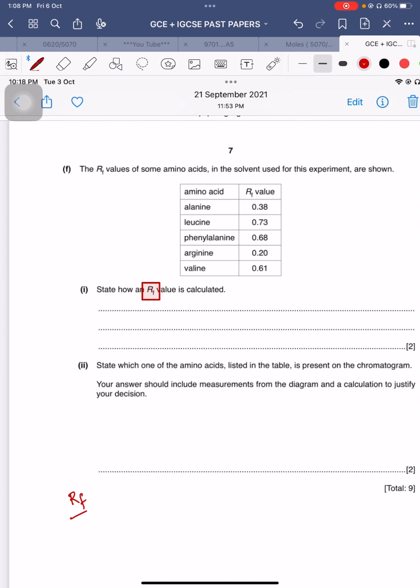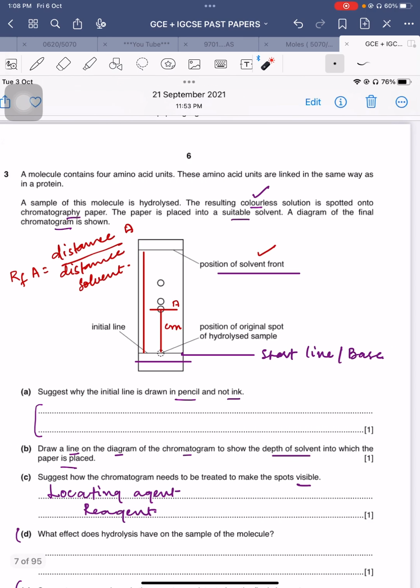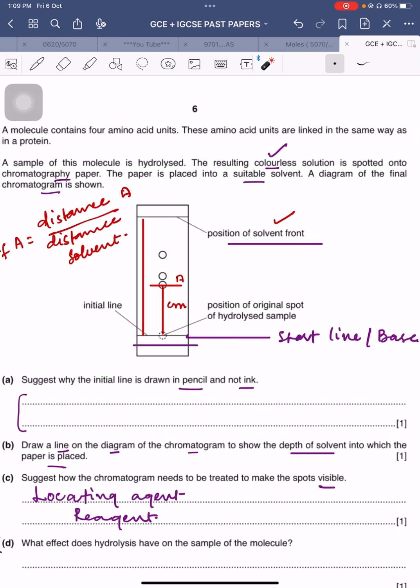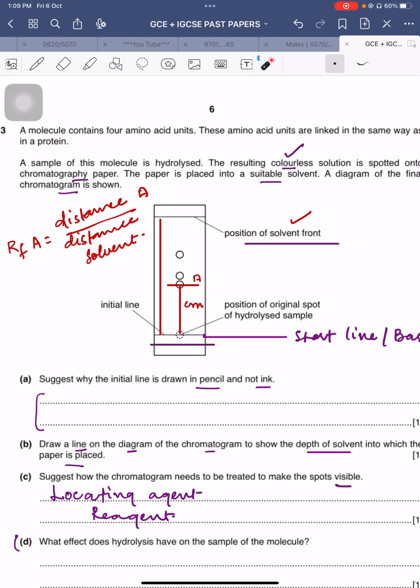Okay, state which one of the amino acids listed in the table is present on the chromatogram. Your answer should include the measurements from the diagram and the calculation to justify your decision. Okay, I am back on this page right now. We can measure the distances with the help of a ruler. We have to calculate the answers for all of them. Okay, so for example, distance traveled by A divided by distance traveled by solvent. Here is the distance traveled by B. Look at this. We are considering it as B.